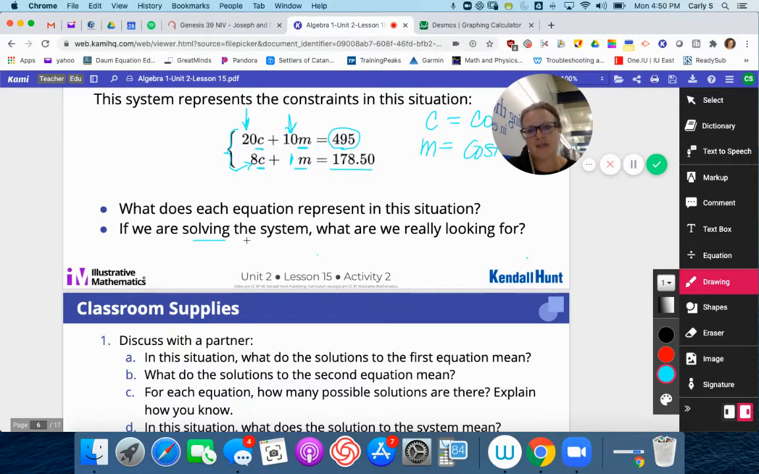If we are solving the system, what are we really looking for? I'm looking for if she spent that much money and bought those many items, what was the cost for one calculator? And what was the cost for one measuring tape? And it would be the cost that makes that system true. It's only one answer is going to work. One cost for calculator, one cost for measuring tape is going to make that system a true statement.